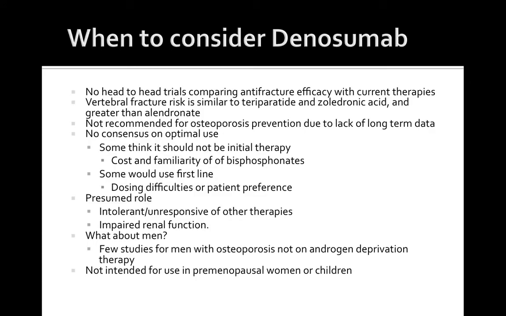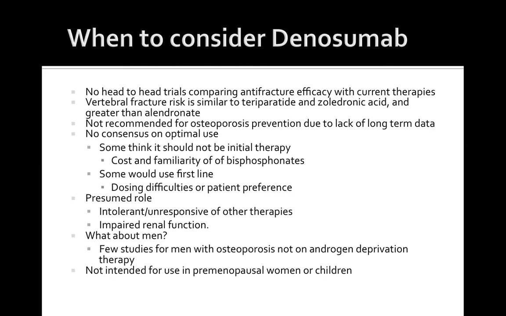So I've probably scared you all off denosumab, but coming back to it now, when would you consider using it? There's really no head-to-head trial comparing the anti-fracture efficacy with what we've got at the moment. The vertebral fracture risk is similar to teriparatide and zoledronic acid, and it's greater than alendronate, so it's kind of on a level playing field. It's not recommended for osteoporosis prevention because we don't really have any long-term safety data, and there's really no consensus yet on its optimal use.